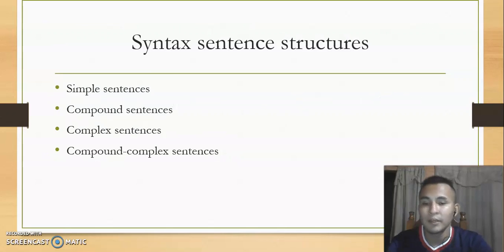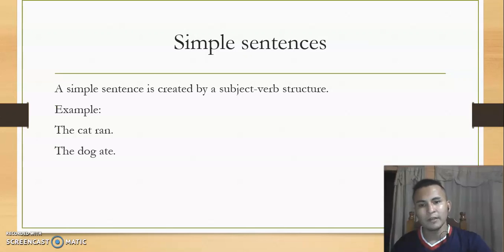Now that we know the 8 parts of speech rules, we have the syntax sentence structure, with 4 structures for every single sentence that we can create. We can create simple sentences, compound sentences, complex sentences, and compound-complex sentences, but we need to follow the rules to create a correct sentence. We have here first the simple sentence.